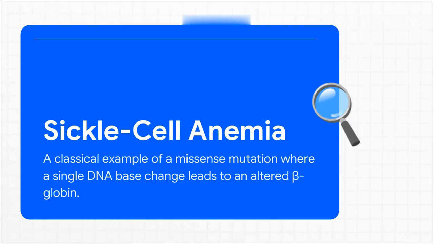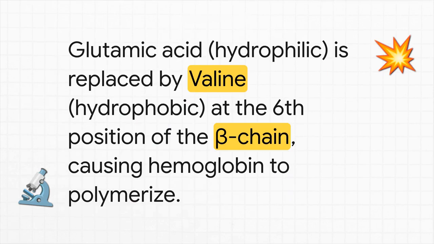And a classic example, the one you've definitely heard about, is sickle cell anemia. It is the perfect illustration of how one tiny error in the genetic code, a single missense mutation, can have these massive clinical effects. So what's the deal here? It all comes down to one single amino acid swap.